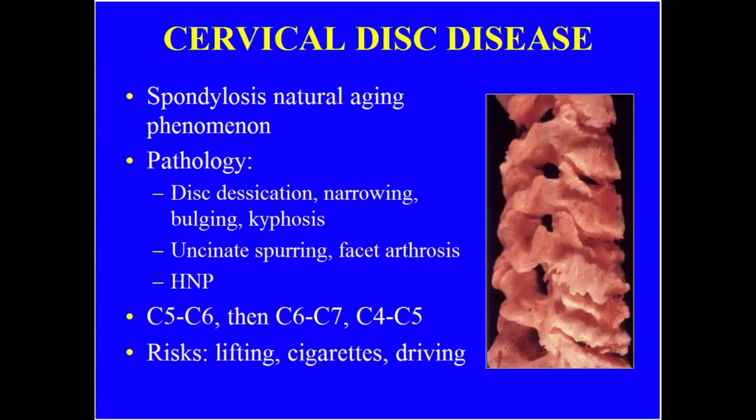You see uncinate spurring here, you see facet arthrosis, and you see disc herniations. The most involved level is C5, C6. After that, the most involved levels are C6, 7, and then C4, 5. Some of the risk factors that have been identified in the literature include a history of lifting, a history of cigarette smoking, and a history of driving.